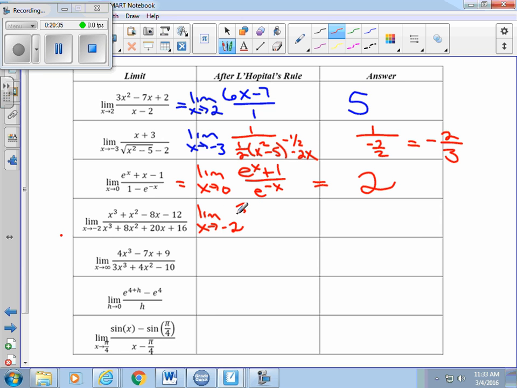So 3x squared plus 2x minus 8 over 3x squared plus 16x plus 20. Plug in negative 2. What do you get? 0 over 0. So do it again. Or you could factor if you wanted to.